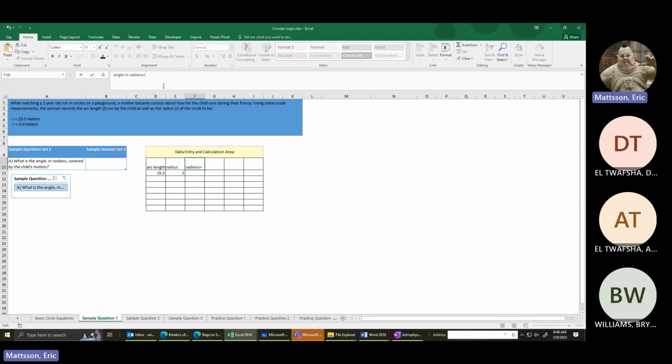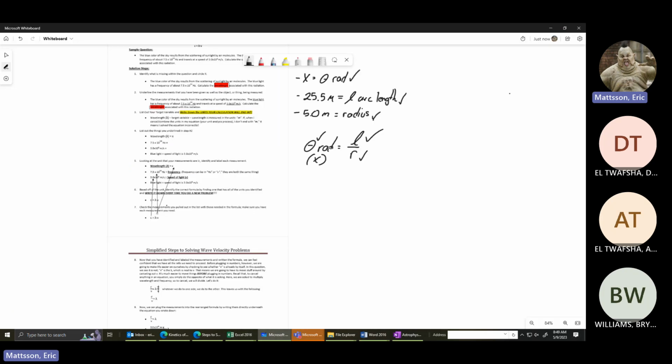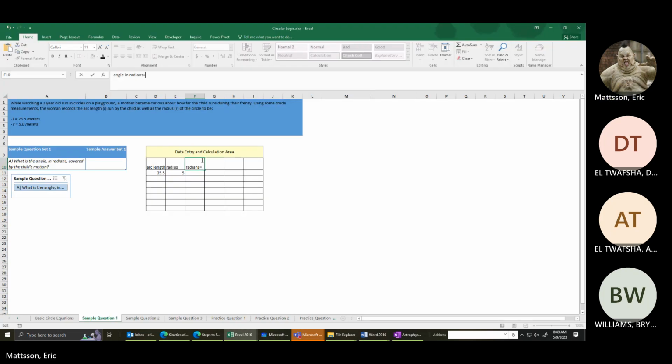So the angle in radians, and again, because we did the work over here, we can see what it is. It's equal to the arc length divided by the radius. So it is equal to L divided by R. So now when I go to type it in here, I can see exactly what it is. So all I have to do is copy this part. Remember, we always start with an equal sign to let the computer know we're going to do some math. And we're going to take the arc length value. So we just click on that, divided by the radius value, hit enter, and there we go.